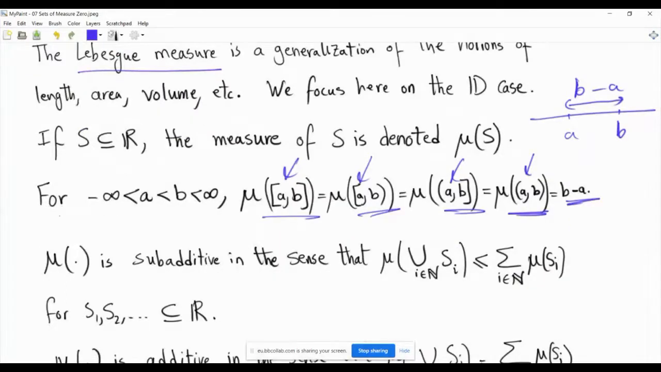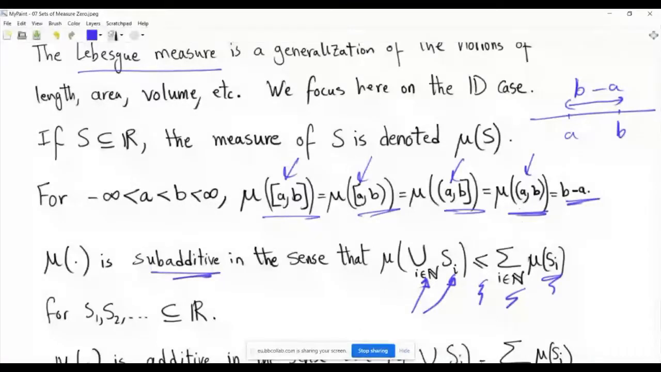Now, the Lebesgue measure, again, it's a generalization of the idea of a length. It is sub-additive, which tells you that if you have sets, the measure of the union of the sets should always be less than or equal to the sum of the measures of each set.